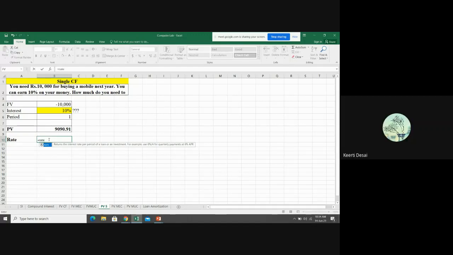After selecting the rate cell, where do I select FV? After rate, what do I need to do? I have to open the bracket, right, or click on tab? Yes, ma'am. After this, what do I need to select? First, what do I need to select?